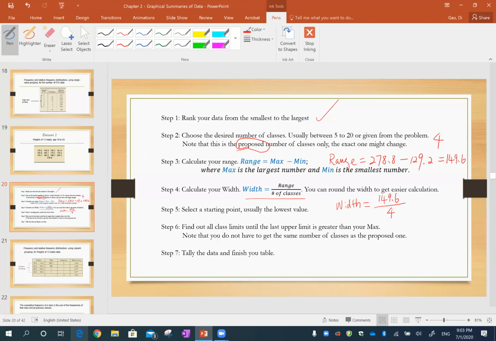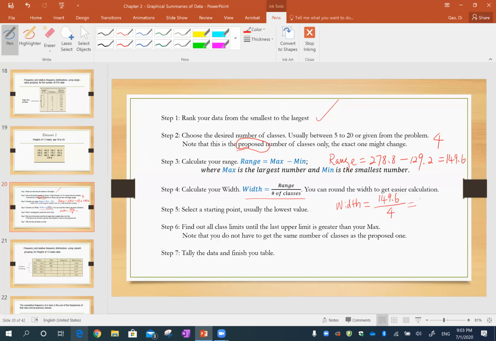So you think 4 is reasonable for this size of sample. Size means how many numbers you have for your sample. We only have 13 numbers, which is very small. So although usually it's between 5 to 20, we're just going to lower it one more class to make it reasonable. So 4 is the proposed one. But really, how many classes we get for our groups is based on the final frequency distribution.